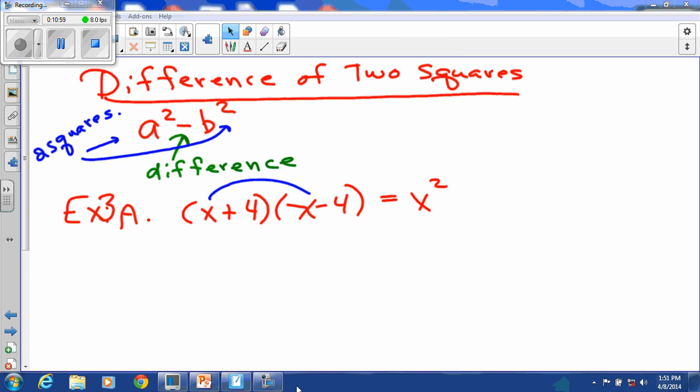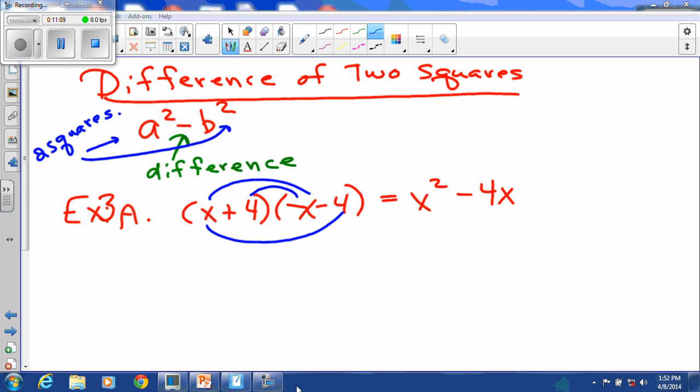We're going to multiply the outside terms, so we have a negative 4 times x, which is negative 4x. And we're going to multiply together the inside terms. The inside terms are 4 times x, or plus 4x. And then we do our last two terms, which is 4 times negative 4, or negative 16.